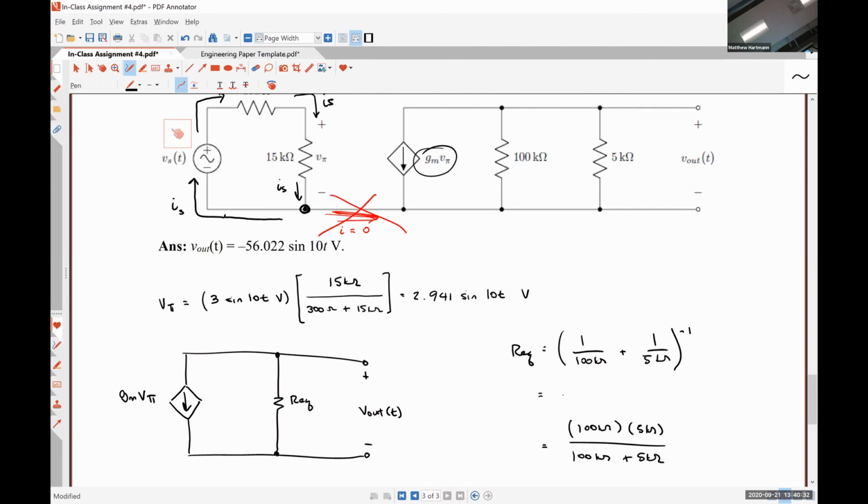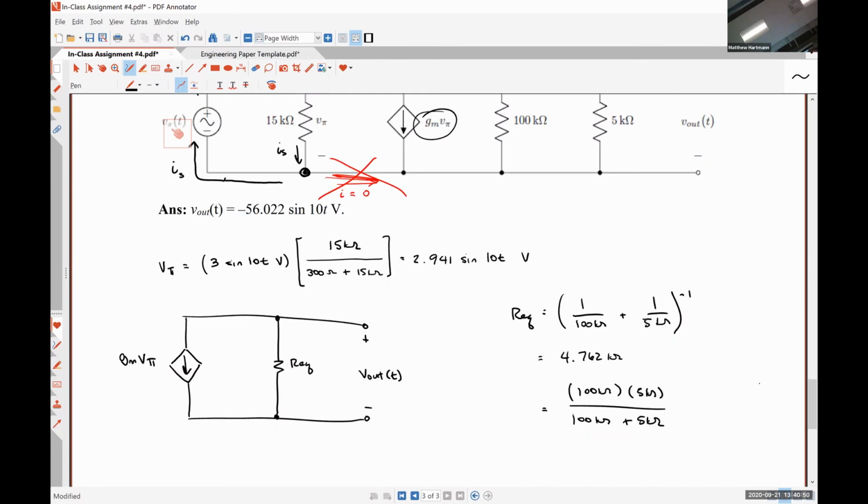So let's see, 1 over 100 plus 1 over 5, that whole thing to the -1 power gives me 4.762 kilo ohms. And just for the sake of argument, 500 divided by 105 gives me 4.762 kilo ohms. So exact same thing. All right, so now that I know the equivalent resistance, how do I get the voltage drop v_out?